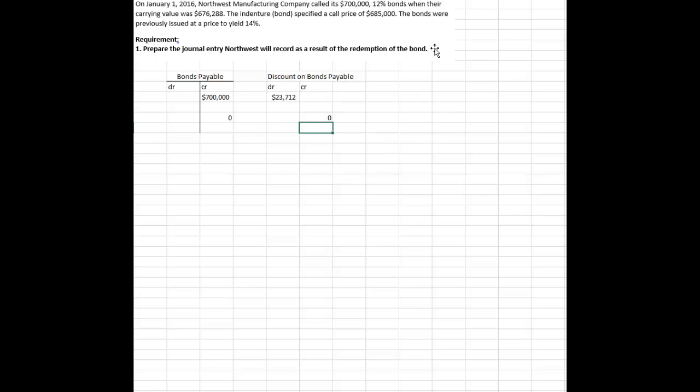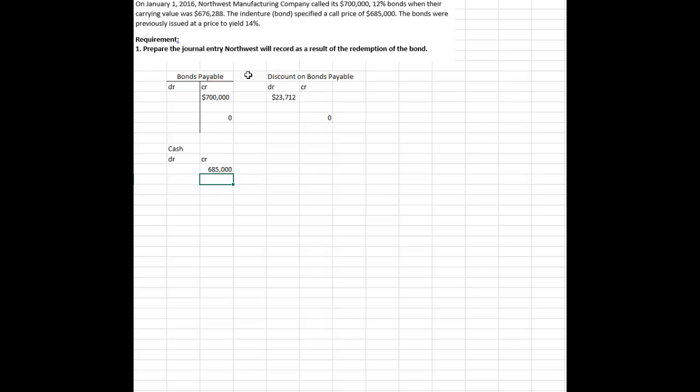The other piece of the transaction is that the company that's issued the debt is going to have to come up with cash to redeem the bond. And it says here the call price upon early redemption is $685,000. So what that tells us is that the company's cash is going to go down, signified by a credit of $685,000. So now I've got all these pieces of the puzzle here.